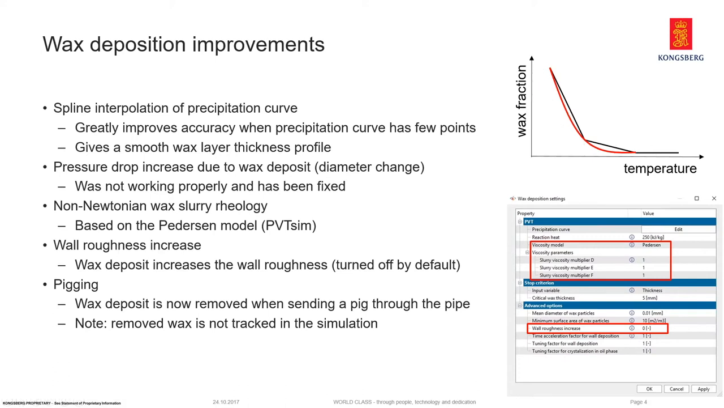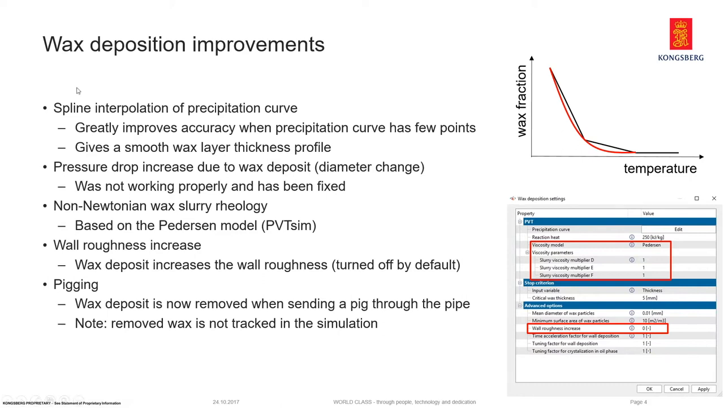So what we've done in this version is to use a spline in order to get a smooth interpolation of this curve. And that results in a much greater accuracy, and also the wax layer thickness profile is now smooth. So I will show during the demonstration exactly how the results have changed as a result of this.